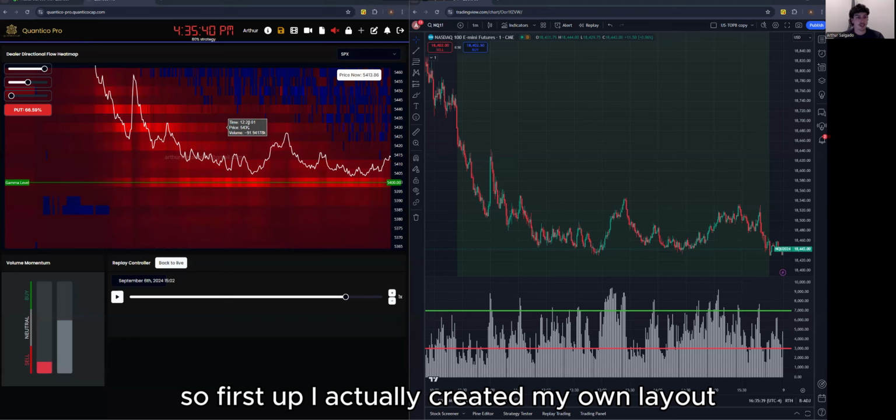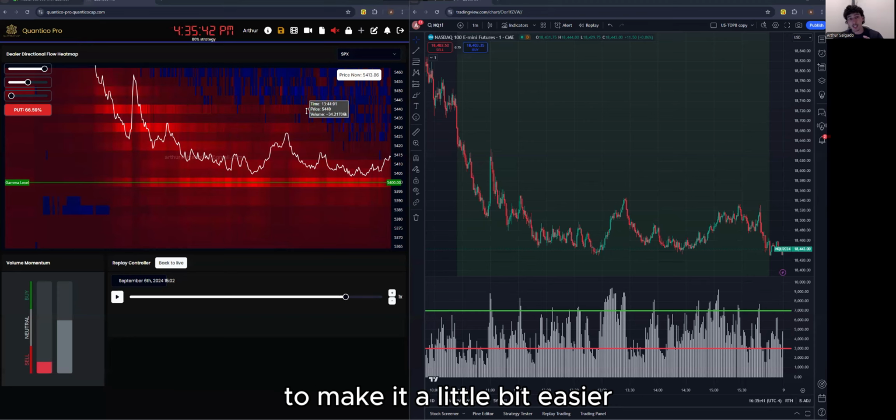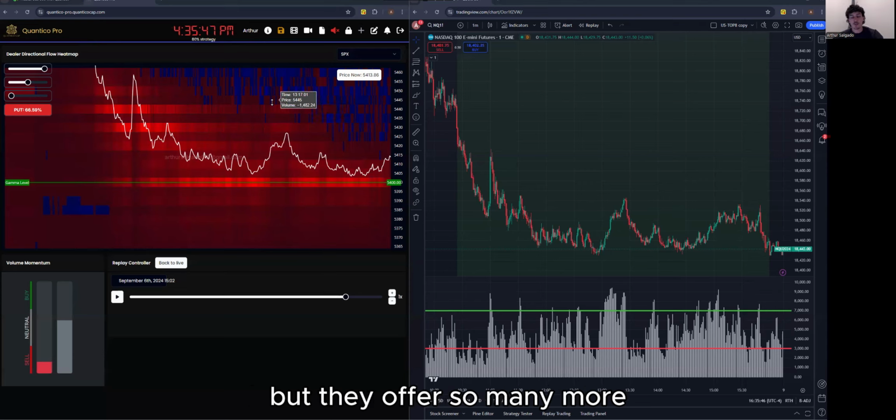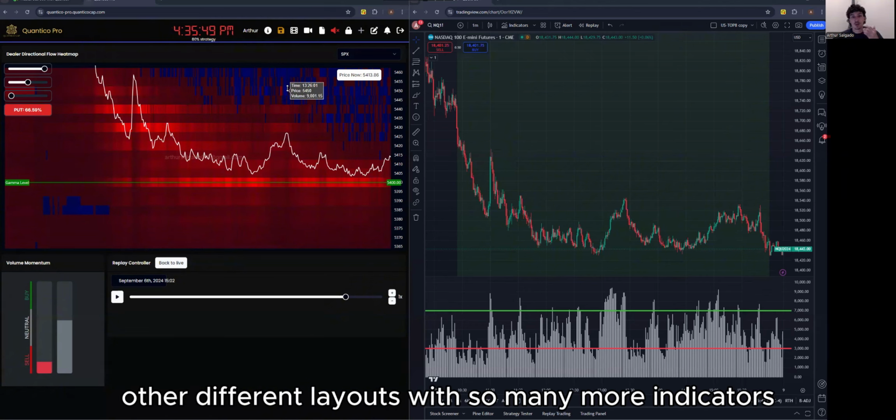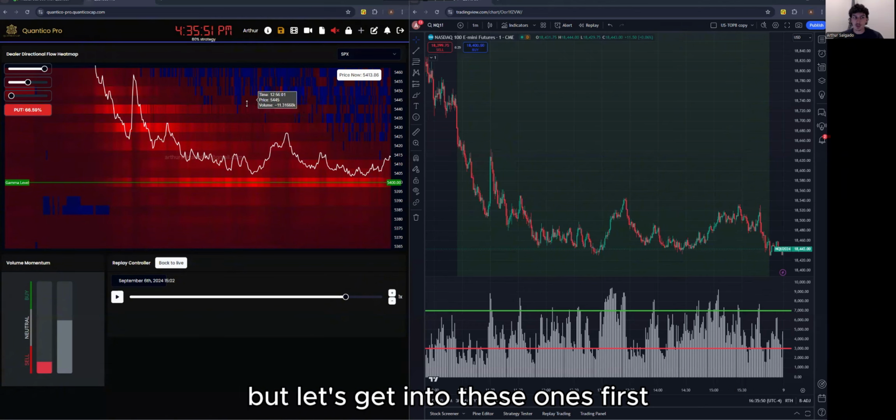So first up, I actually created my own layout to make it a little bit easier so you guys can understand how the strategy actually works. But they offer so many more other different layouts with so many more indicators. But let's get into these ones first.